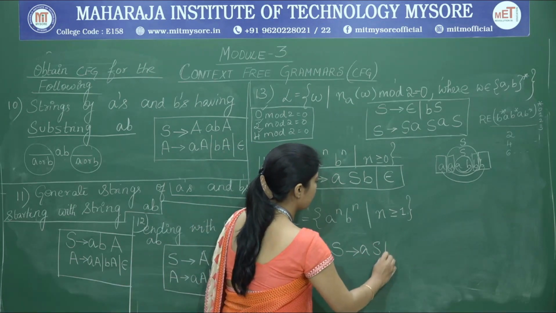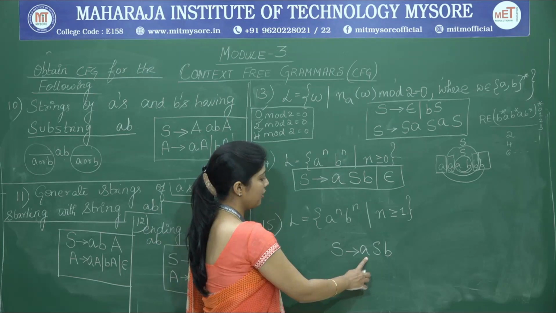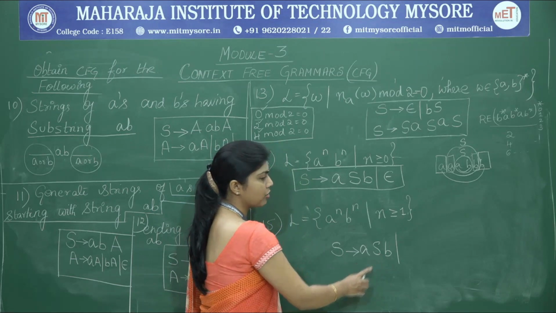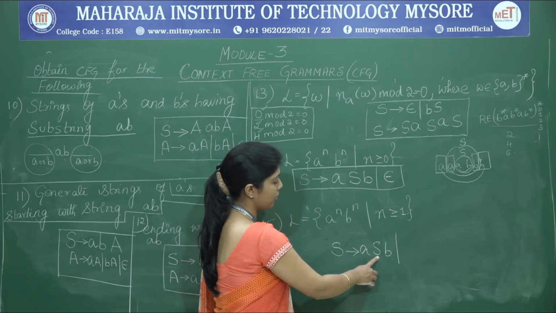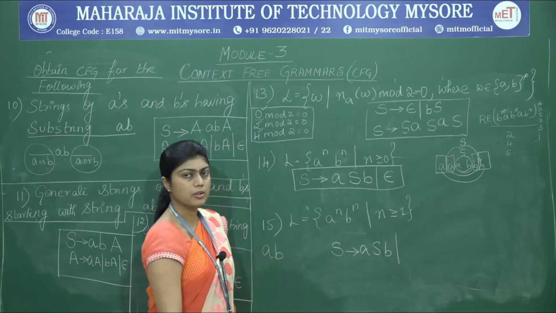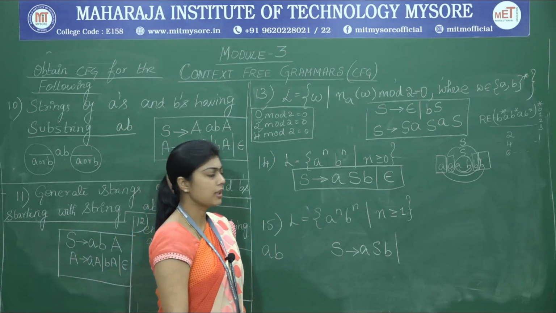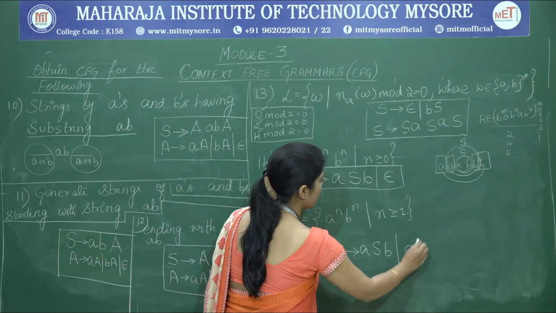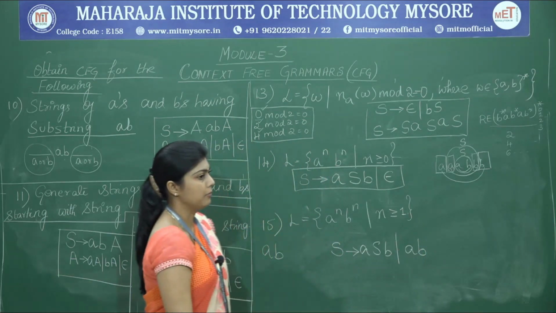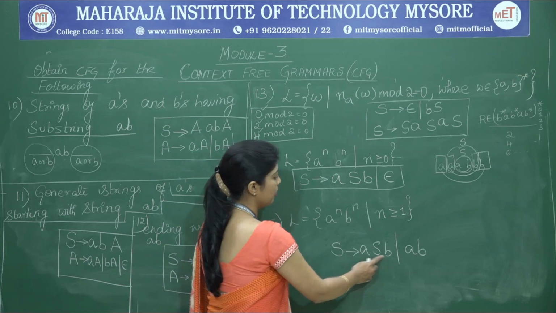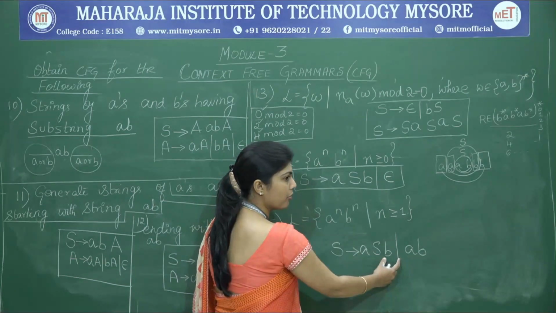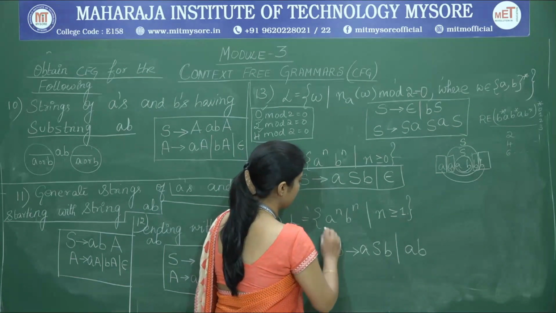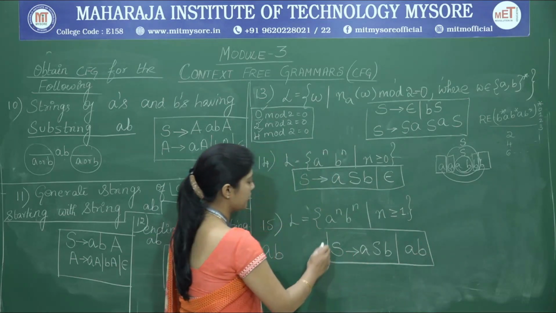So S goes to A S B, and this is going to generate A to the power of n and B to the power of n. At some point of time S has to be substituted for an epsilon. Here in this case it is not possible, because the minimum number of symbols has to be 2 symbols, that is one A and one B. Therefore, the minimum string here is AB. We may generate more A's and more B's, and we have to generate a single AB also for n equal to 1. So we will derive this and see.